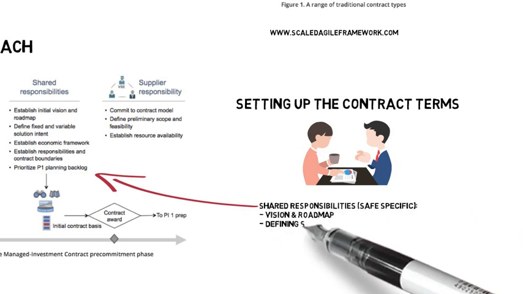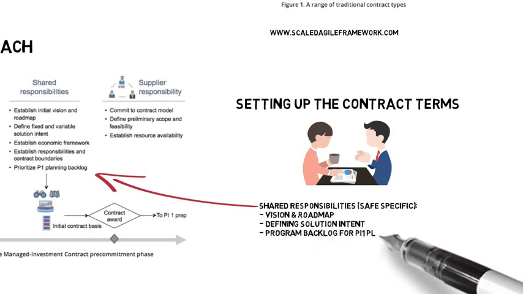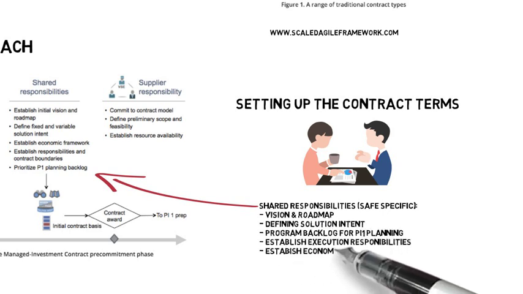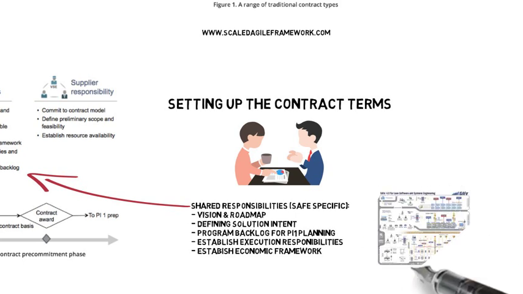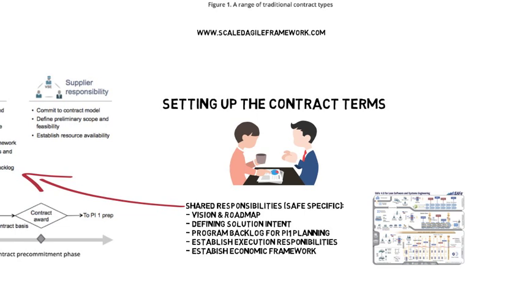Now, some of the things that they're going to be working on together include establishing the initial vision and roadmap for the contract and for the project or the initiative, defining the fixed and variable solution intent, so the different solution intent for 4-level SAFe, establishing the economic framework, establishing the responsibilities and contract boundaries, and prioritizing the PI planning backlog, or the quarterly release backlog. So the customer and the contracting party are going to collaborate on that. Again, these are very SAFe specific terms, so keep that in mind.